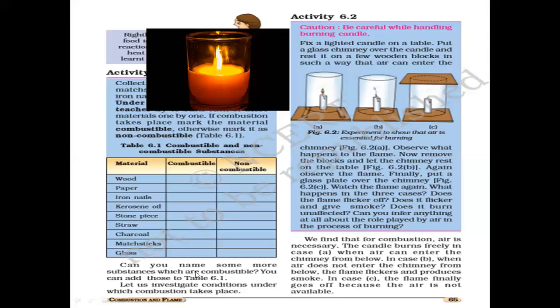So students, what is the condition under which combustion takes place? We know that for combustion, air is necessary. So from this activity, we have found out that in order for combustion to take place, we require the supply of air. I hope this activity is clear to you all and you all have understood the condition which is required for combustion to take place. Thank you, students.